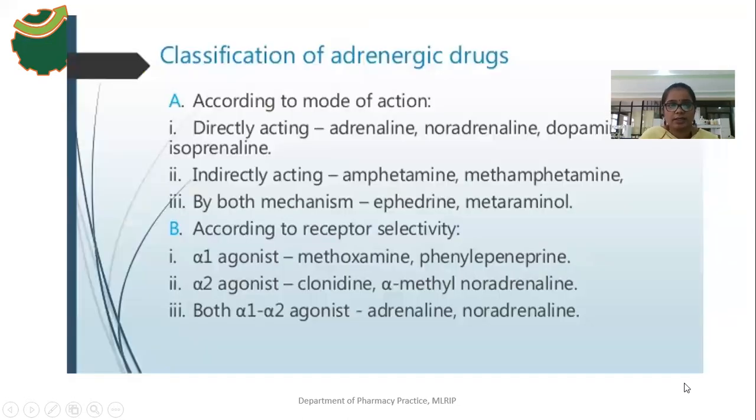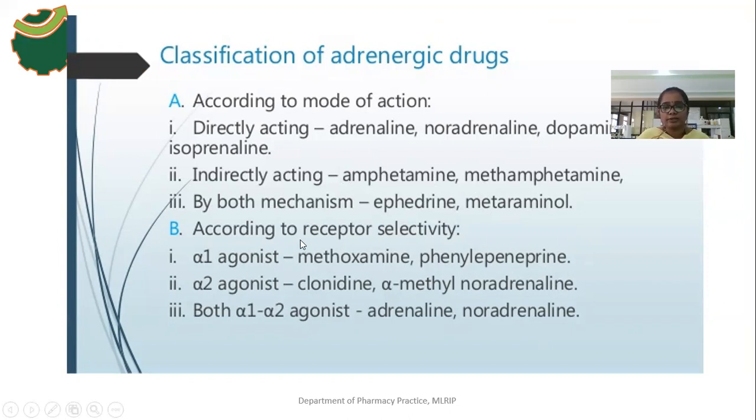Okay, next is the classification of adrenergic drugs. According to the mode of action, they are divided into three types: direct acting drugs, indirectly acting drugs, and those acting by both mechanisms. Directly acting drugs are adrenaline, noradrenaline, dopamine, and isoprenaline. Indirectly acting drugs are amphetamine and methamphetamine, and by both mechanisms, ephedrine and metaraminol.